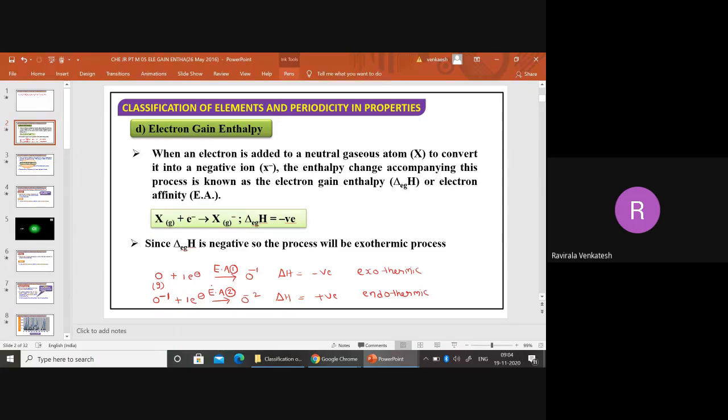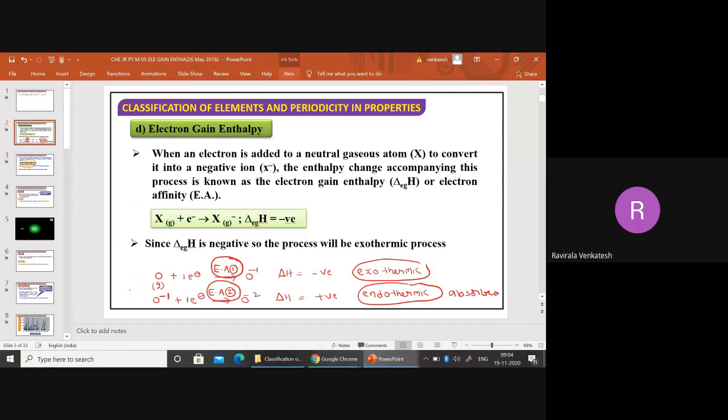Now the second electron affinity will always be what? An endothermic process. From the second electron affinity onwards, or third after the second, they are all endothermic reactions. That means heat will be absorbed. And 99% of first electron affinities will be what? Exothermic. That means when you add the first electron, heat will be liberated.